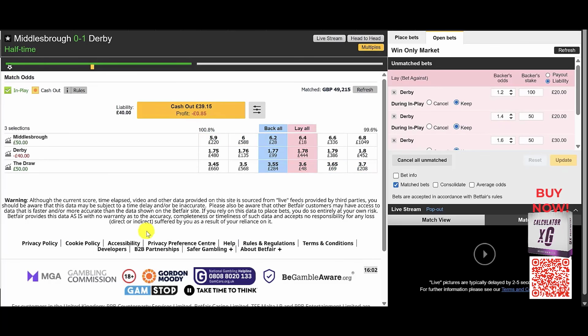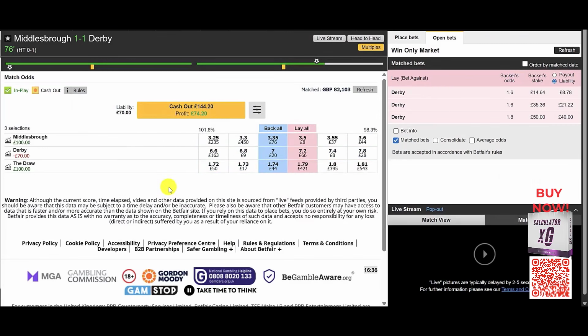Derby leading since the very first minute, actually. So anyway, it's going to be interesting. We'll keep an eye on this XG because obviously things can change, and if it does, we just cancel the rest of these lay orders. But anyway, let's see what happens. It's 1-0 at half-time. 76 minutes on the clock.